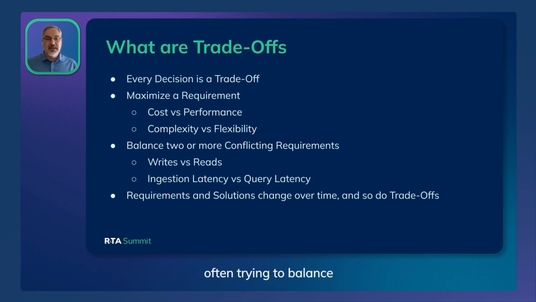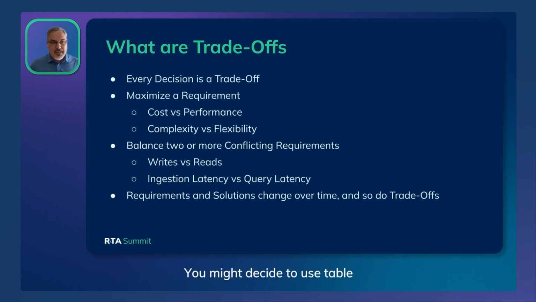Furthermore, we're often trying to balance conflicting requirements. These are requirements that have an either-or sort of implementation. To optimize for one requirement, you have to compromise the other requirement. A very common example would be to optimize your writes of large volumes of data into a database. You often have to compromise the read performance of that database.